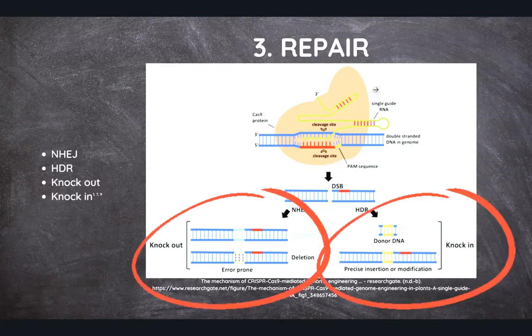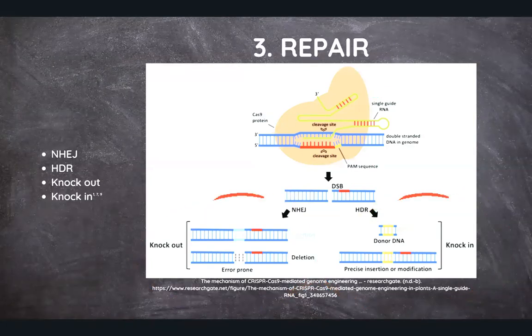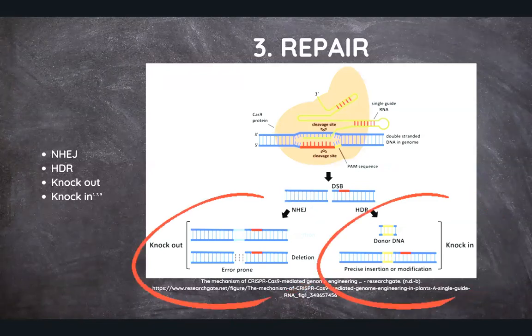The third step is repair. Most cells already have processes involved in repairing double-stranded breaks, or DSBs. As a result, these processes are used to repair the cleavage induced by CRISPR-Cas9. There are two common mechanisms that are used to repair these DSBs, which include non-homologous end joining, NHEJ, and homology-directed repair, or HDR. NHEJ is a mechanism present in all stages of the cell cycle.